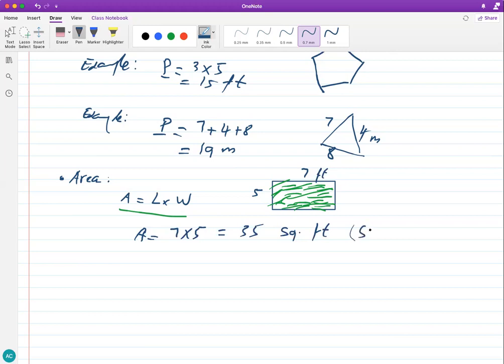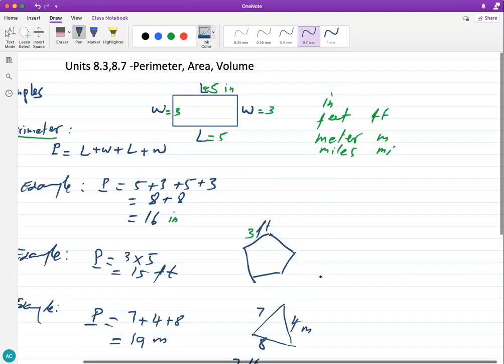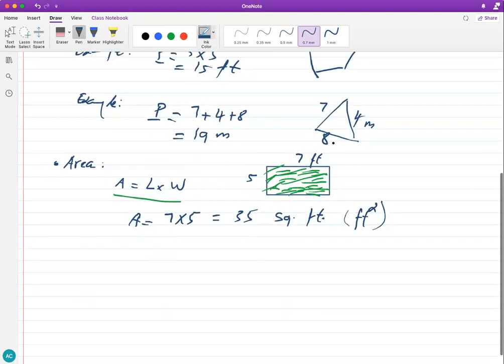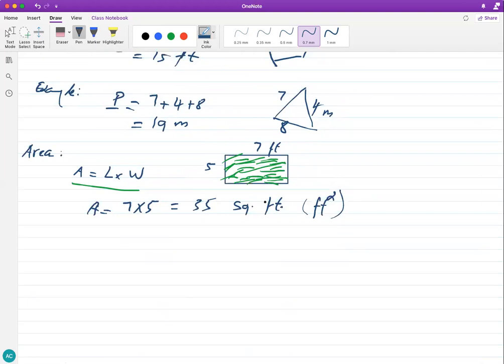Or you can say feet, and you write the second power here. This is feet squared. Either way is fine. So square feet, or square meters, or square inches, or square whatever the unit might be, square miles. So in this case, the area is 35 square feet. So that's for a rectangle.